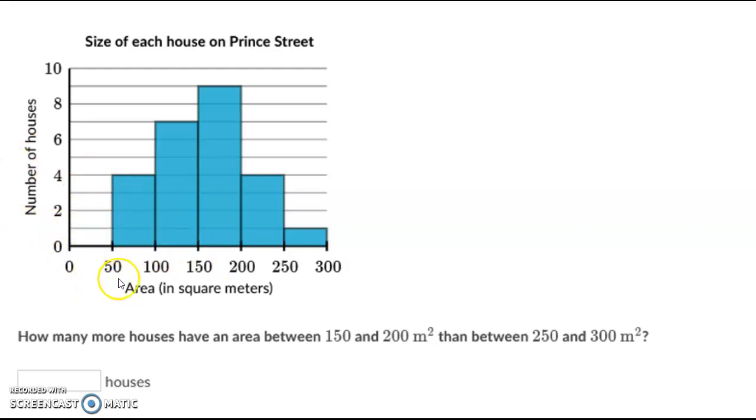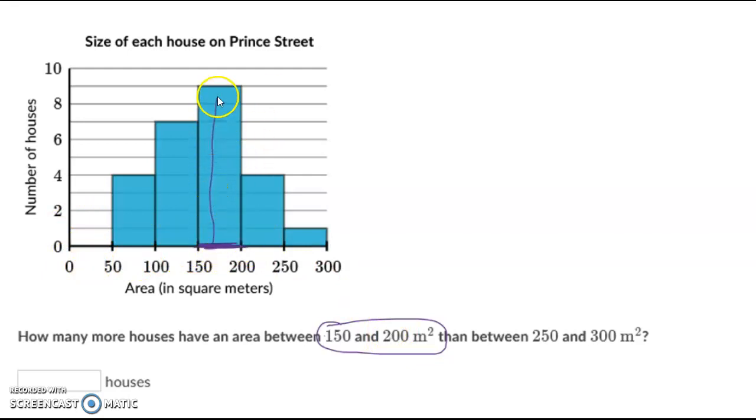All right, so let's see what the question is. Because sometimes I do that before I even ask the question. How many more houses have an area between 150 and 200 and between 250 and 300? Okay, so let's figure out this information first. How many houses fall between 150 and 200? So using my data, that is this part.